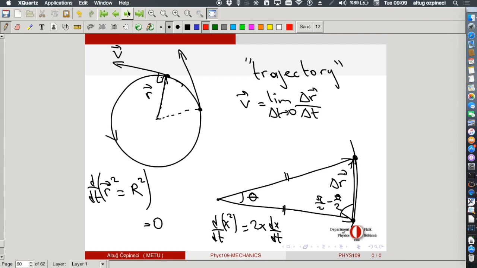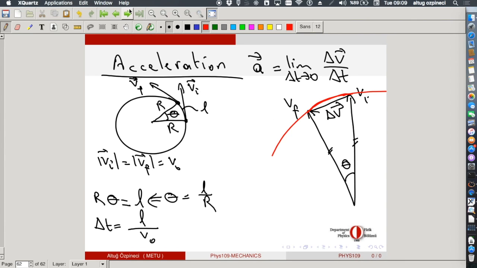No. You see, delta R is equal to delta V. What is the unit of delta R? What is the unit of delta V? So they cannot be equal.